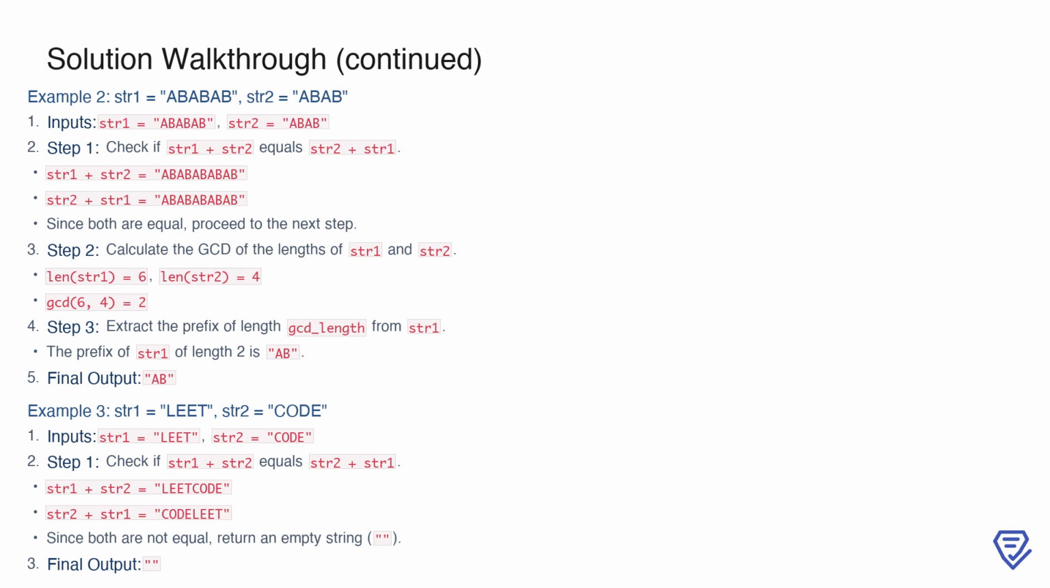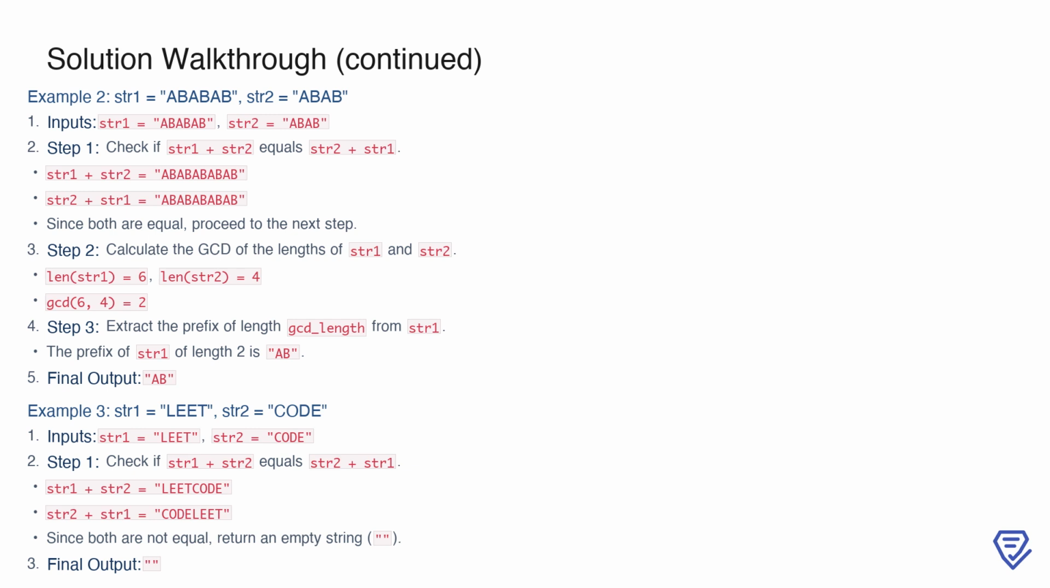Next, we calculate the GCD of the lengths of str1 and str2. The length of str1 is 6, and the length of str2 is 4. The GCD of 6 and 4 is 2. Using this GCD value, we extract the prefix of length 2 from str1. The prefix of ababab with length 2 is AB. So, the final output for this example is AB.